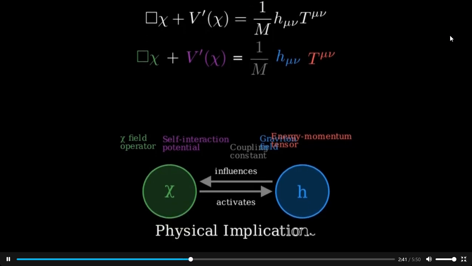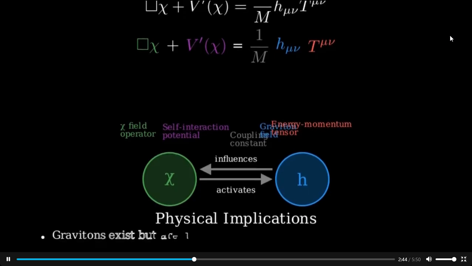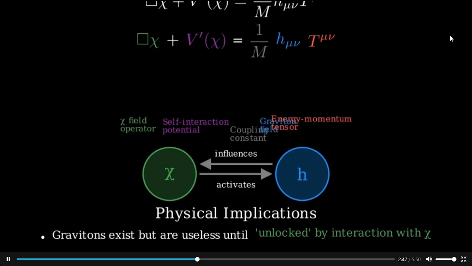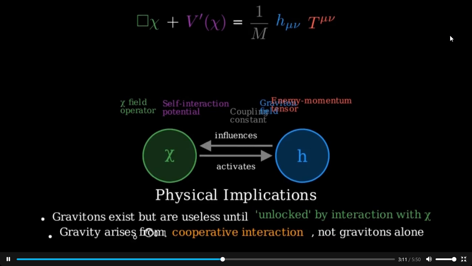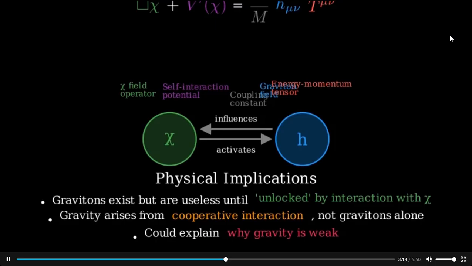Now, let's explore the physical implications of this model. First, this model suggests that gravitons exist, but they are essentially useless until they are unlocked by interaction with the chi field. This explains why we don't directly observe gravitons in the way we might observe other force carriers like photons. Second, gravity arises only from the cooperative interaction between the graviton field, the chi field, and matter. It's not just gravitons alone mediating the force. Third, this model could potentially explain why gravity is weak compared to other fundamental forces. The weakness could be attributed to the indirect nature of the interaction, requiring the chi field as an intermediary.